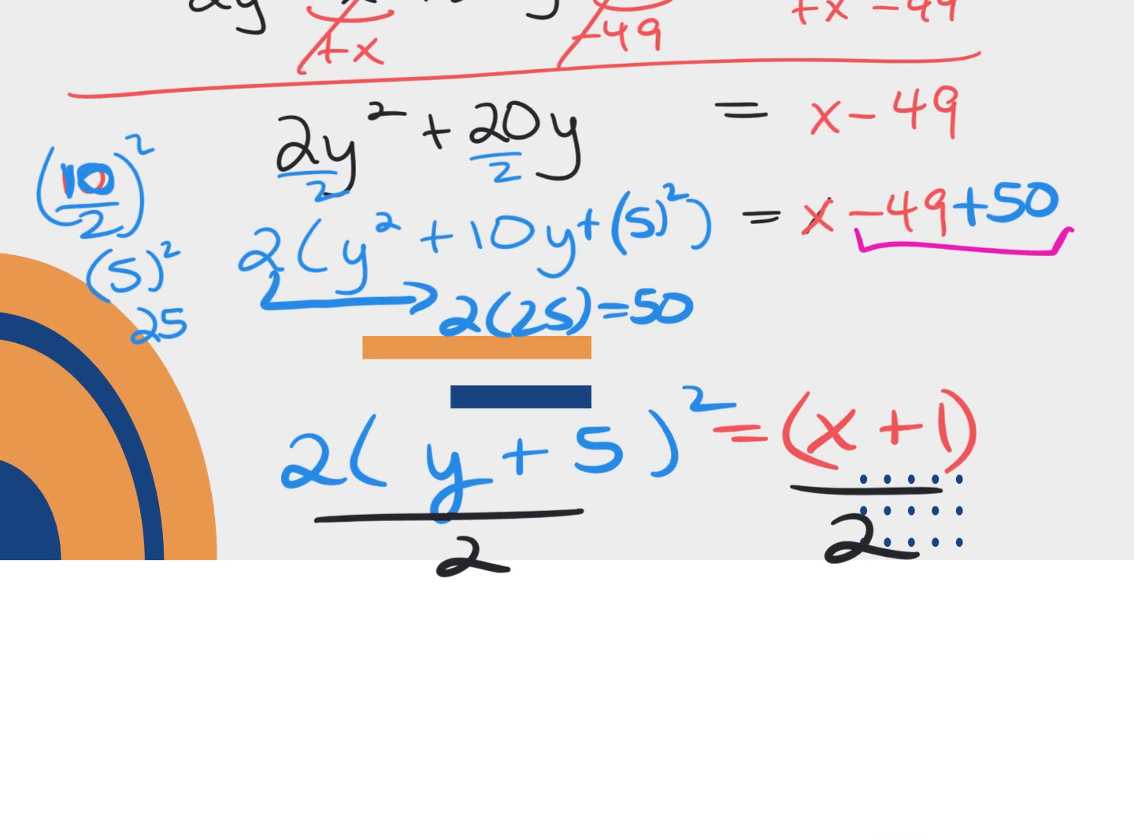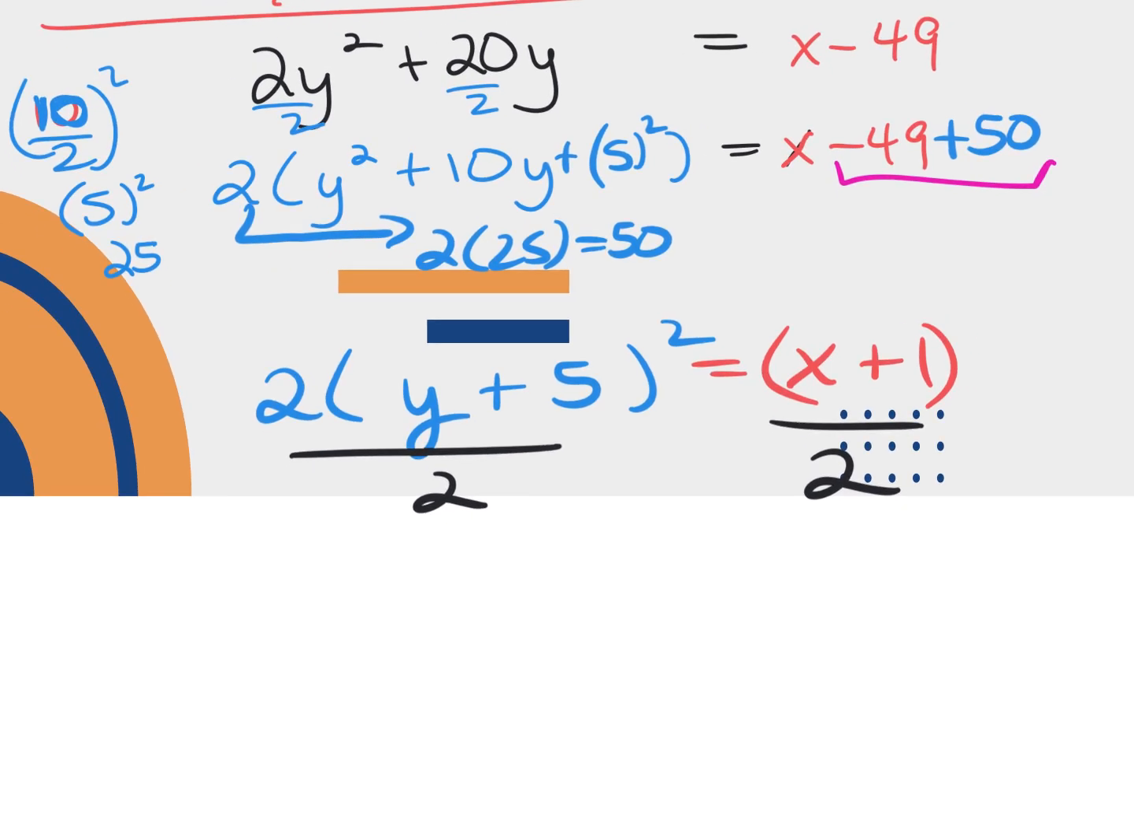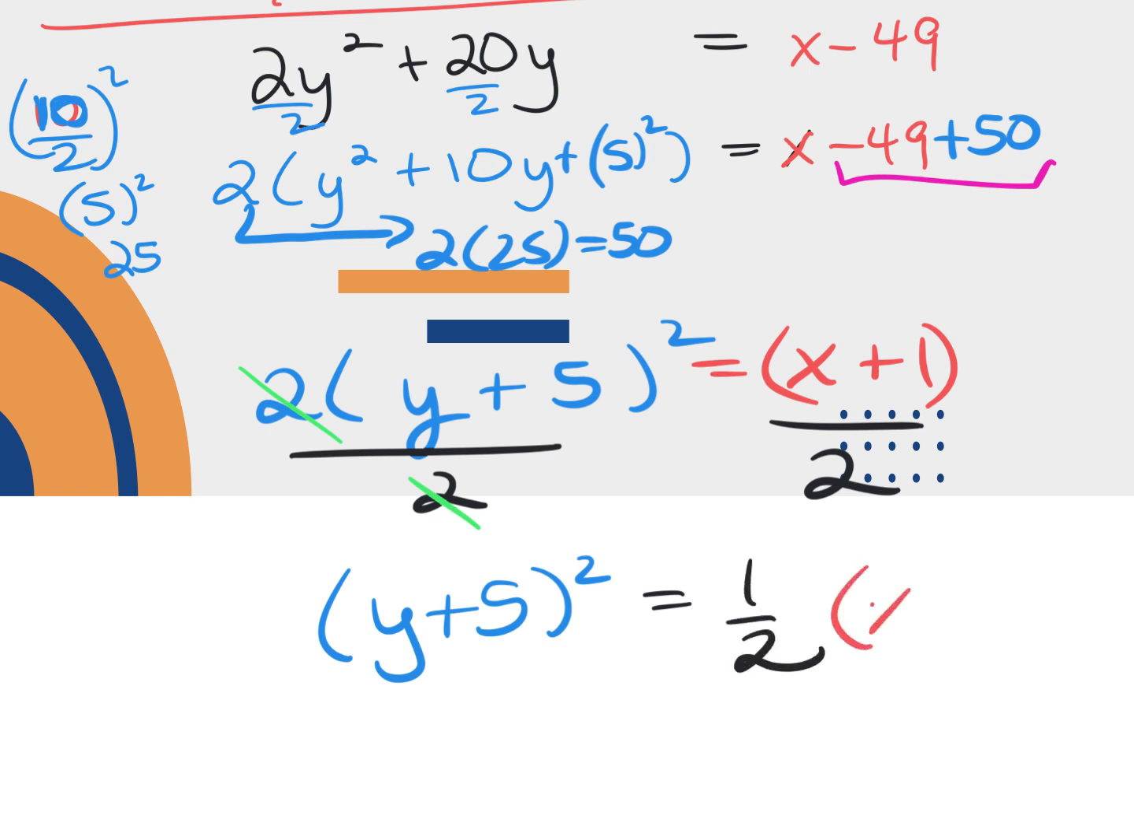And remember, when we did these parabolas, we needed the 4p value. So I don't leave it with the 2 in the denominator. What I'm going to do is write this as y plus 5 squared, and then I'm going to take that divide by 2 and write it in as a 1/2.